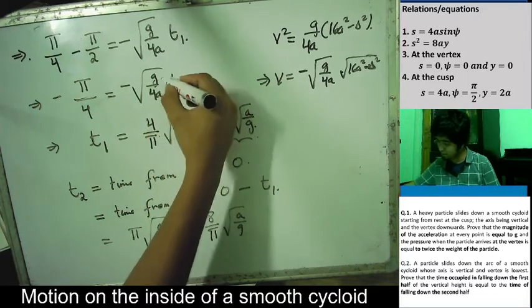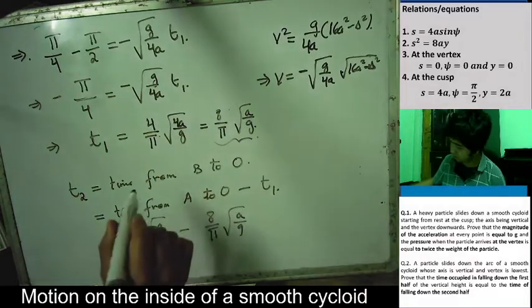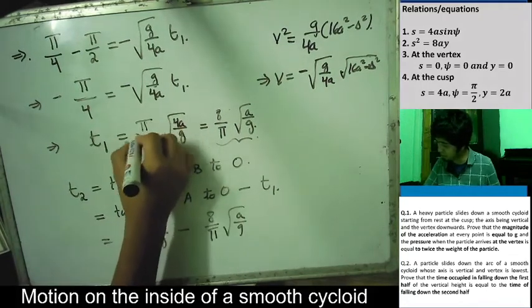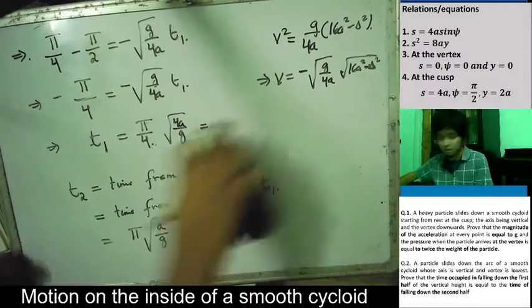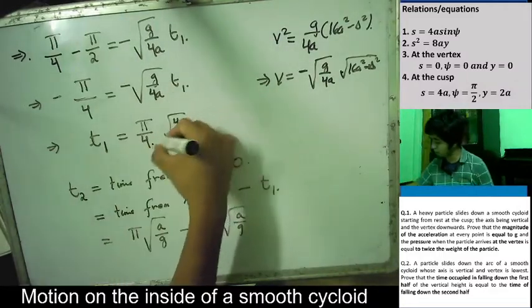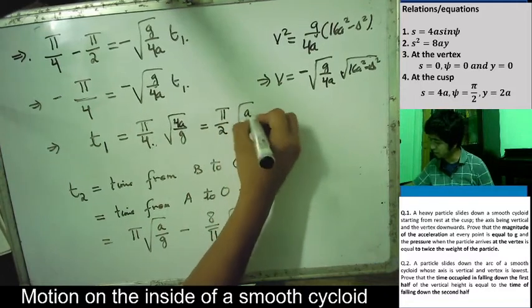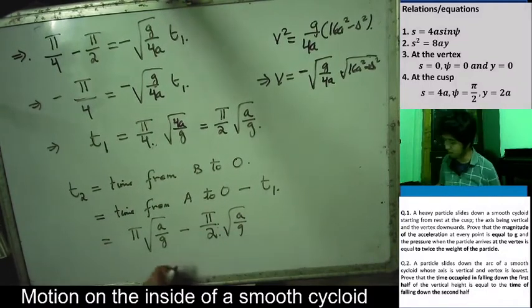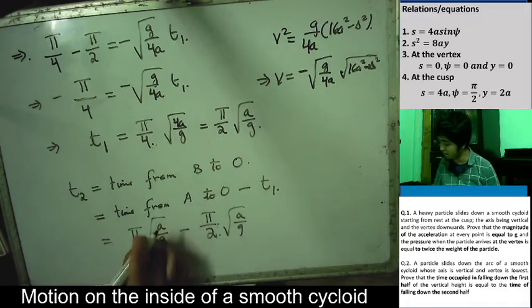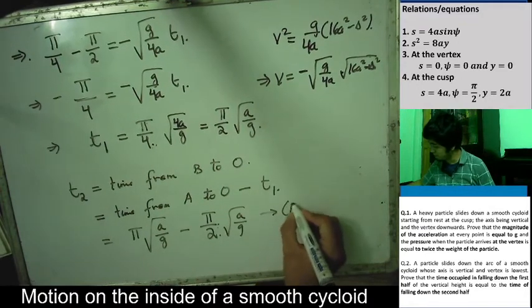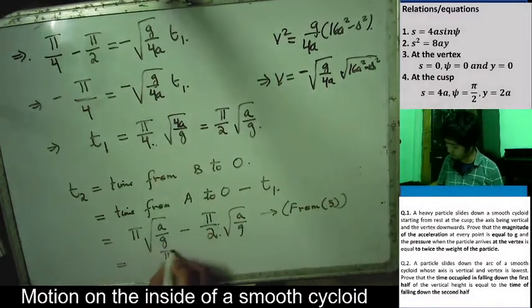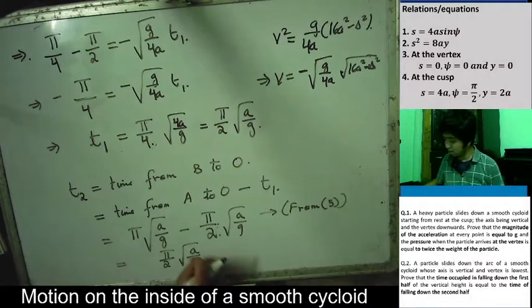Sorry, I made this mistake. This one should be pi by 4. That is why. Sorry, I made that mistake again. So this one will be pi by 4, so it will be pi by 2 root a by g. Similarly, over here it will be pi by 2 root a by g. The time from A to O we have got from equation 5, and t1 from here. So if you substitute, this one will again be pi by 2 root a upon g. So this is what we have got.